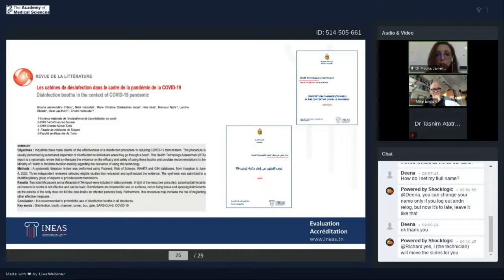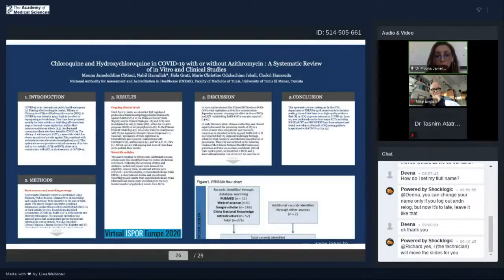Second one, and this is something that you probably have seen in MENA countries, the disinfection booths at the entry of the malls and the health structures. And INEAS has produced a recommendation against the use of this procedure to disinfect against coronavirus.